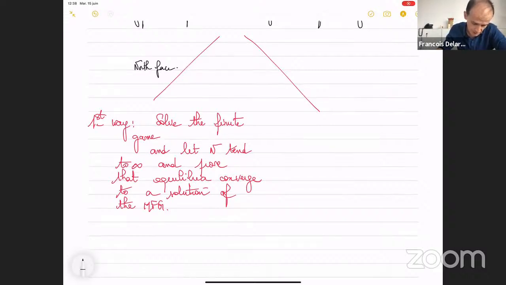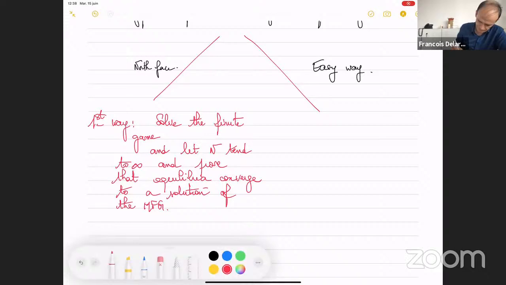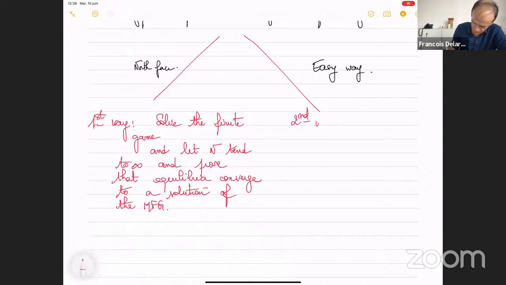This has been an open problem in the field. And I will tell you tomorrow or Thursday, I don't know, a possible strategy to solve this. So now we know how to solve this question, but it was not completely clear during the first years of the field how to solve this question. So the easy way is to do the converse.